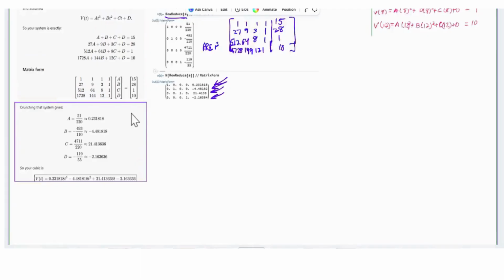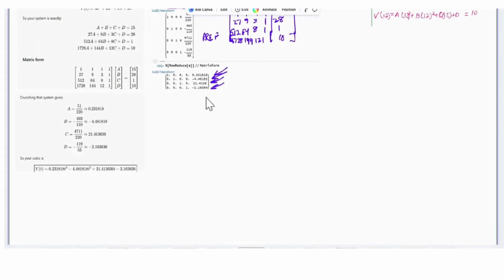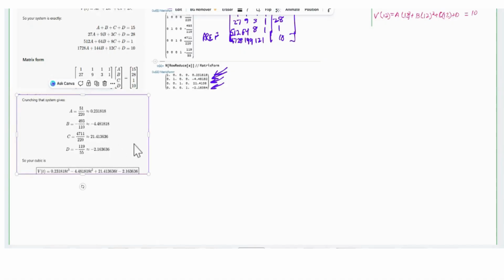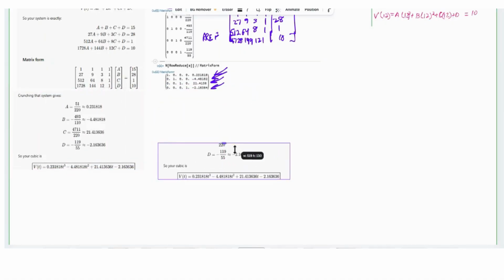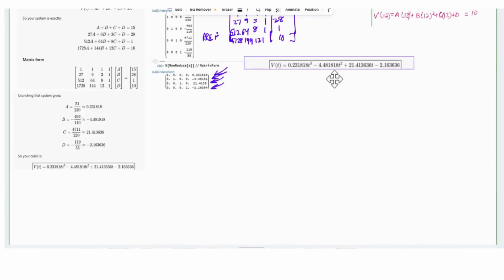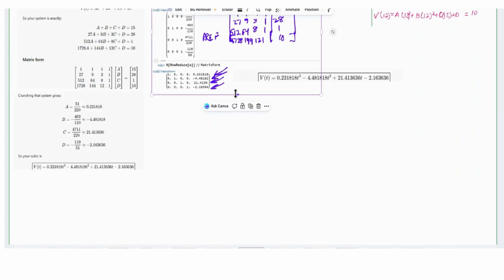But then there we go. Notice how you get your A, B, C, D coefficients, right? Once you get your A, B, C, D coefficients, then you write them in, and you'll get this right here. I'm not going to rewrite it. So notice that A gave you the 0.21818 t cubed.